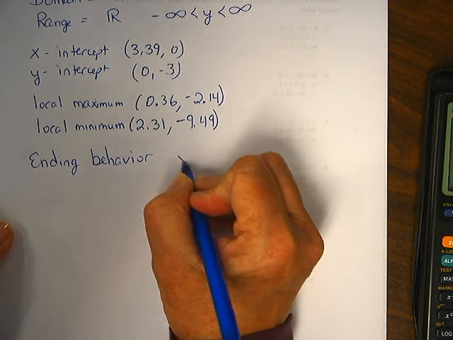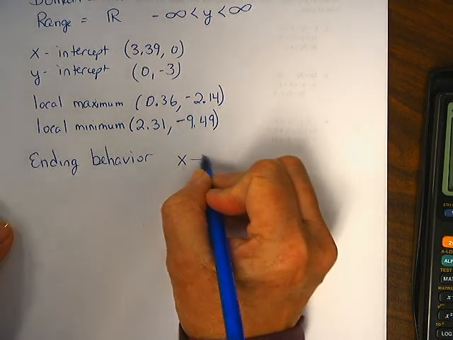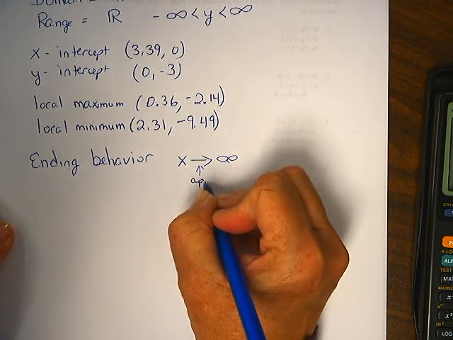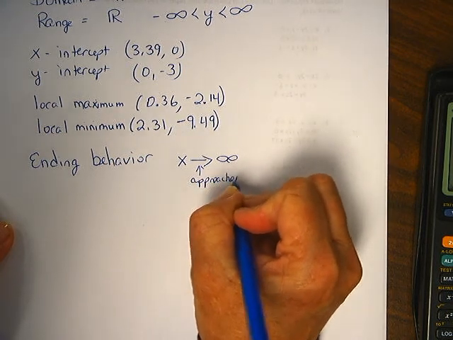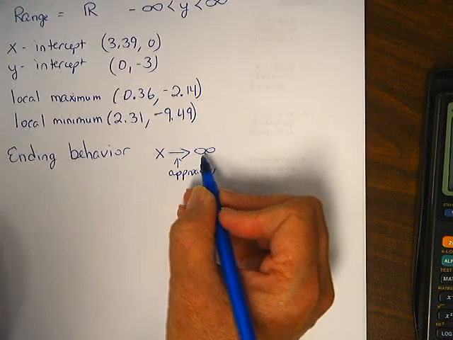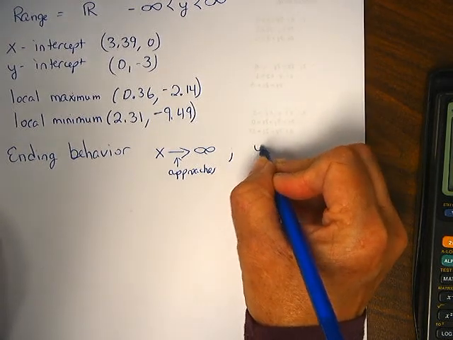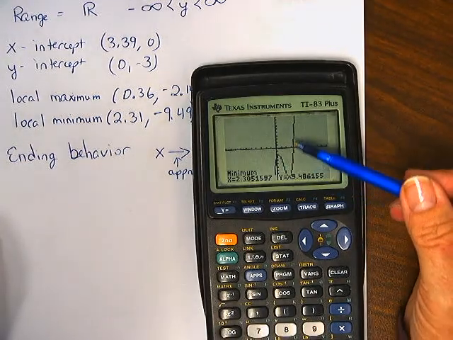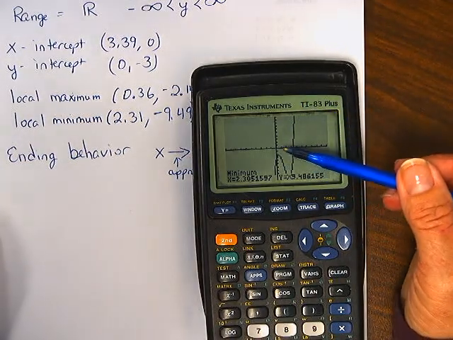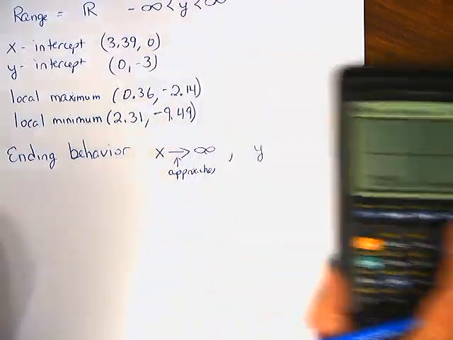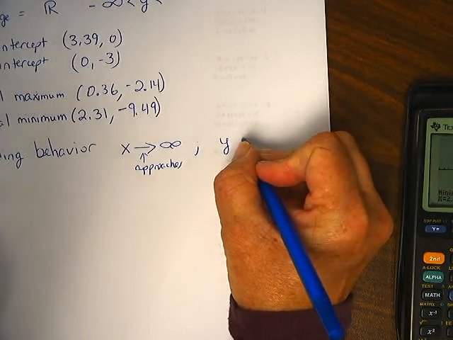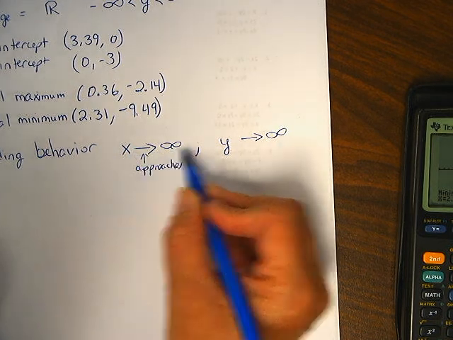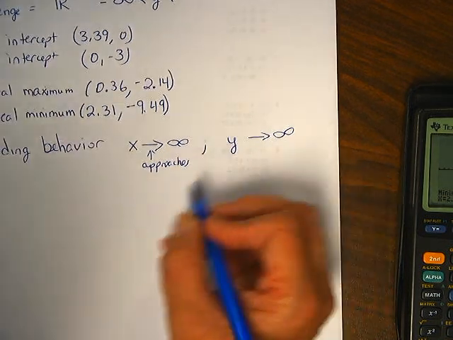So when x is getting big, we say x approaches infinity. So think of this arrow as meaning approaches. So when x approaches infinity, what is the y doing? Well, if we look at this, we said it just keeps going up to infinity. So as x gets bigger, y is also getting bigger. So y approaches infinity. If x approaches infinity, y approaches infinity.